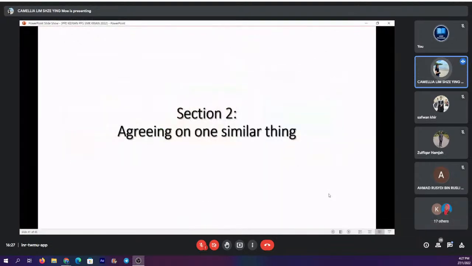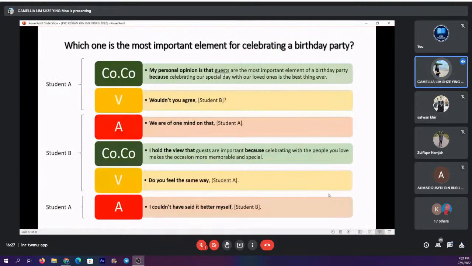Okay, teachers, in section 2 of this part, they need to agree on one similar thing. The COCOBA can come into play here as well, all right? So which one is the most important element for celebrating a birthday party? That is the question that the teacher, the interlocutor, will ask once the candidates have discussed all the points in the graphic organizer. All right.